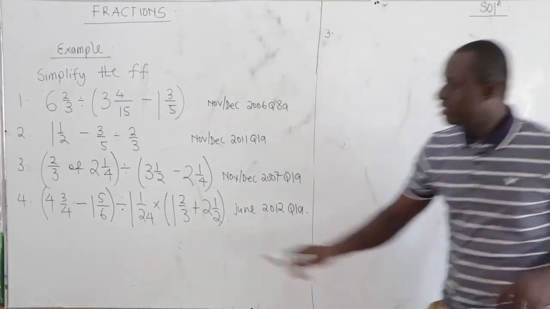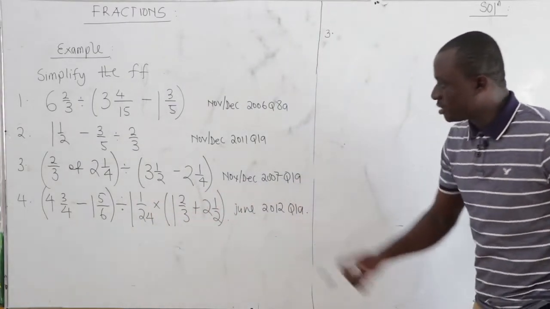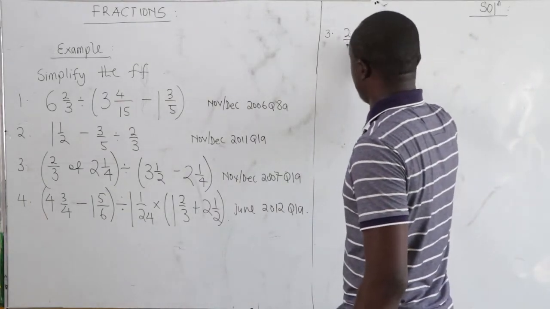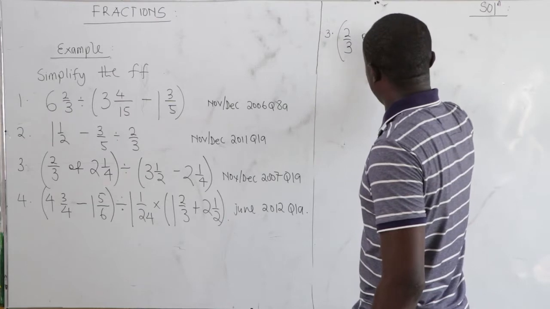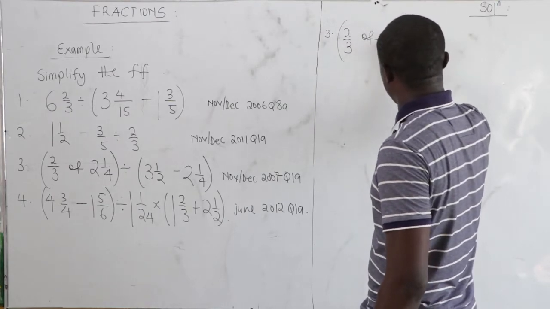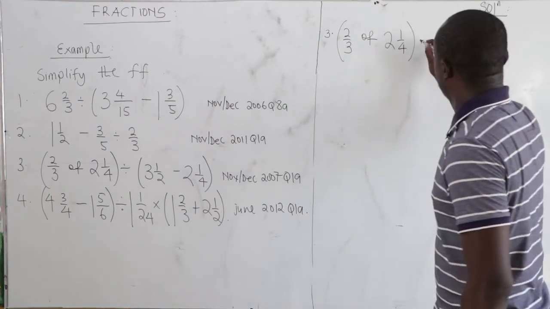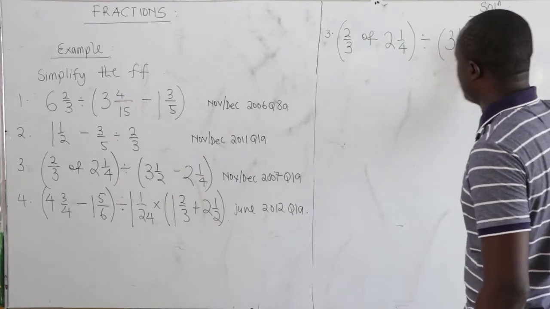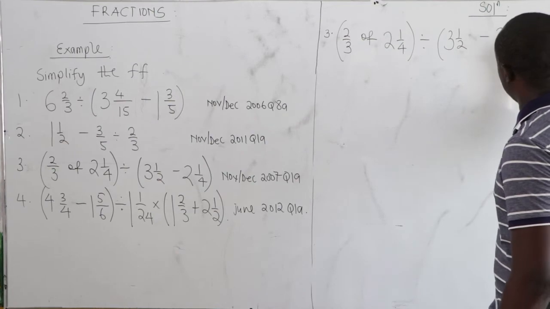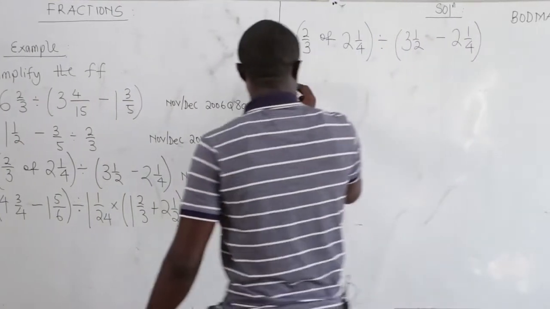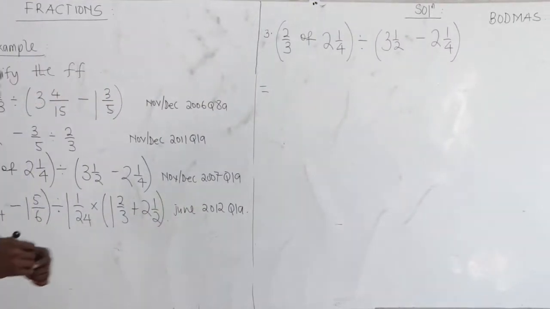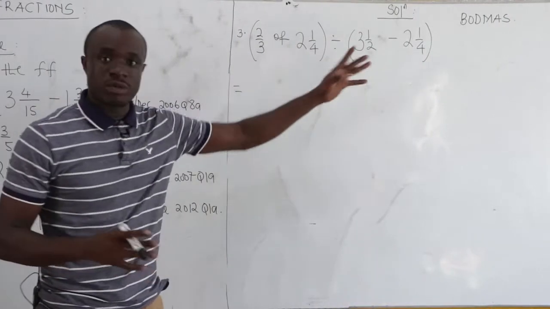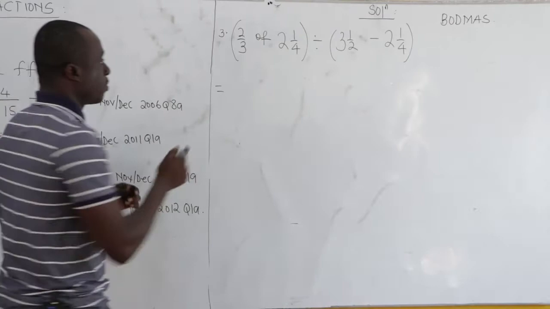Now let's consider the third question. This is November/December 2007, question number 1A. So we have 2 over 3 of 2 whole number 1 over 4, divided by, we have 3 whole number 1 over 2 minus 2 whole number 1 over 4. Now, we have our equal to. So first, we have mixed fractions. Yes, let's change all the mixed fractions to improper fractions.